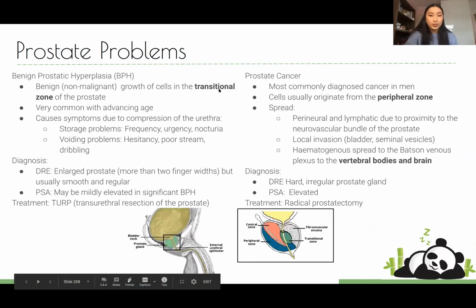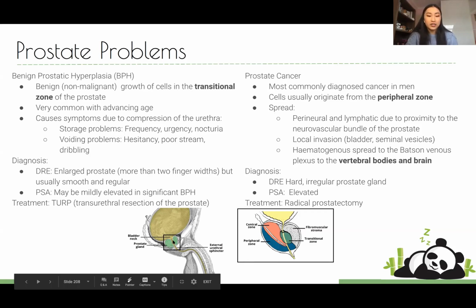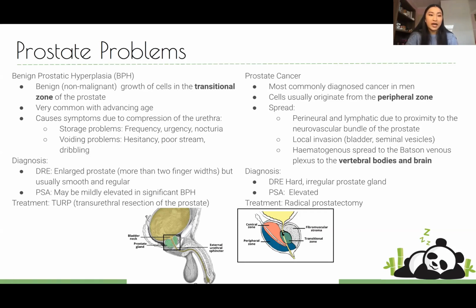Prostate problems. So prostate problems are divided into benign, so not so concerning, and malignant, more concerning. So your benign is BPH, benign prostatic hyperplasia. So this is benign, non-malignant growth of cells in the transitional zone. So here's your diagram of the prostate sitting just under the bladder. And you can see there's a transitional zone, a central zone, and a peripheral zone. And the transitional zone importantly surrounds the urethra. So this is why BPH causes its symptoms.